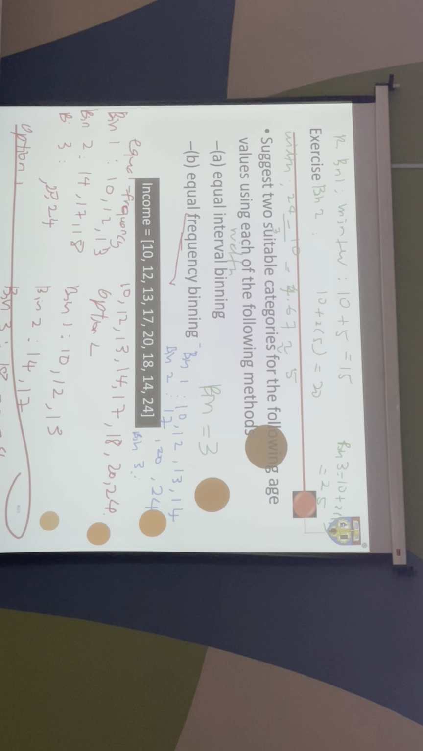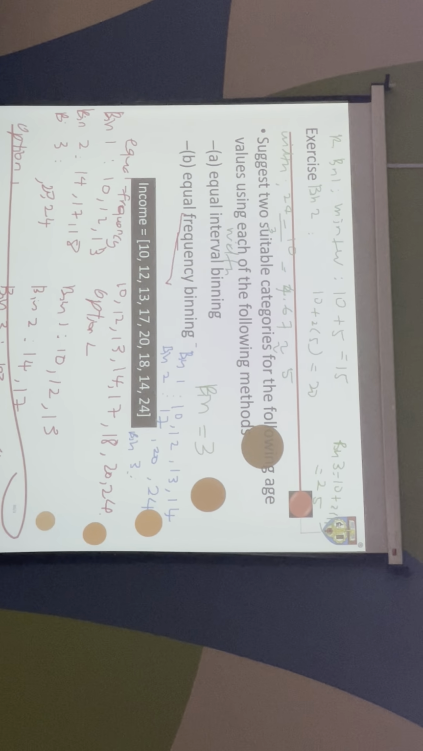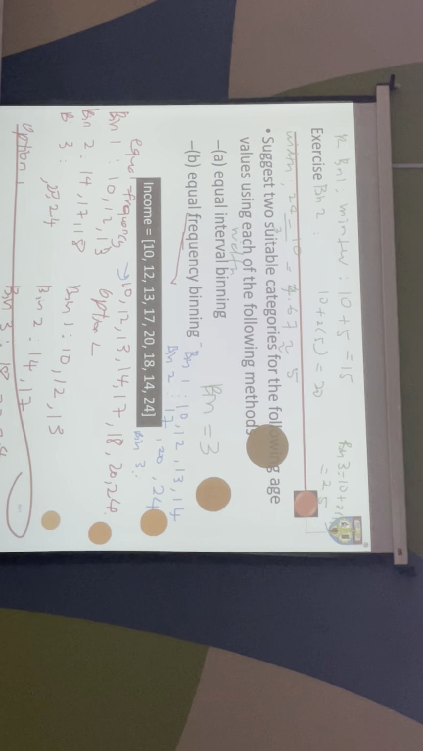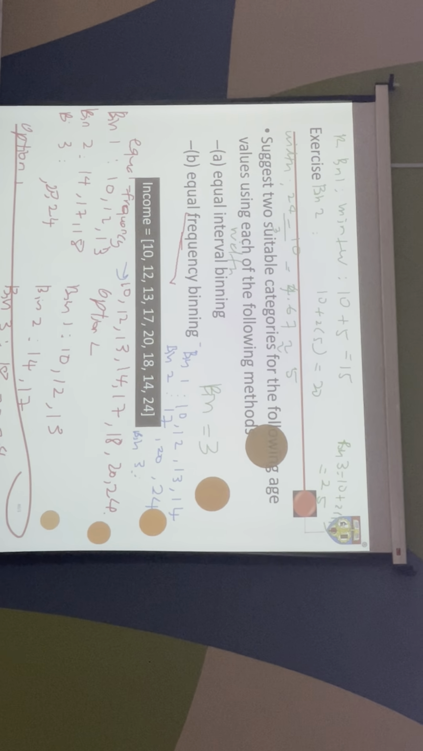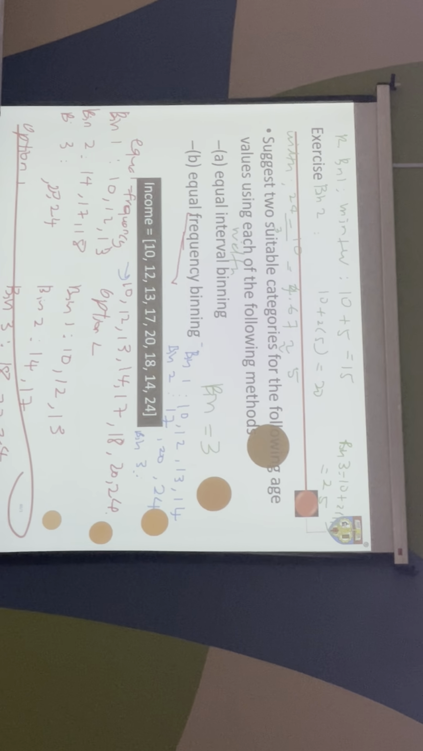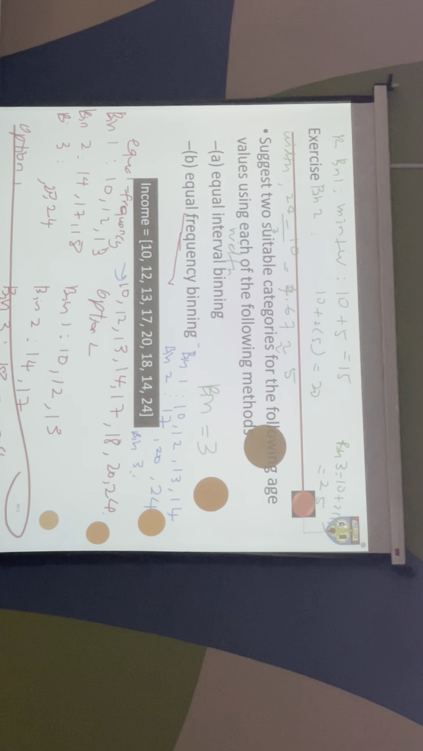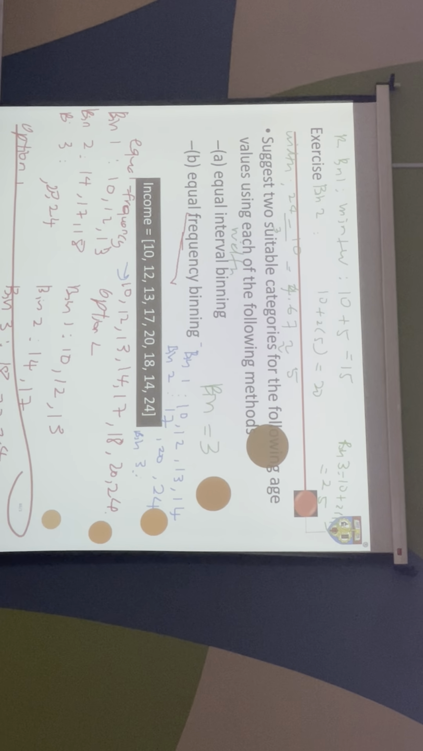Where is it, the range? This one is 18, 20. Okay, bin 1: 10, 12, 13, 14. There's no 15 here. 17, 18, 20. This one is the range. There's no 15 here.